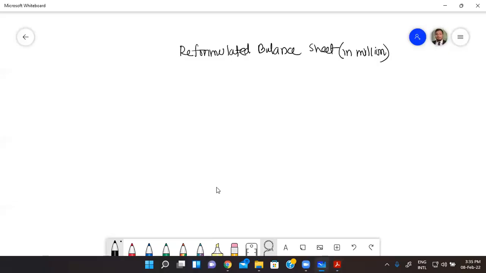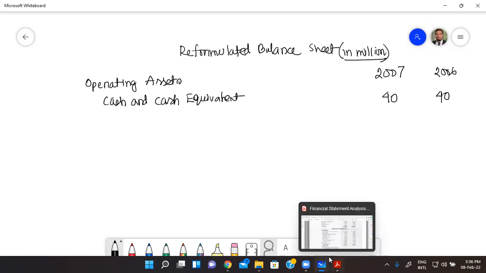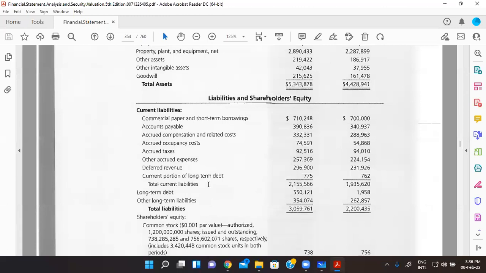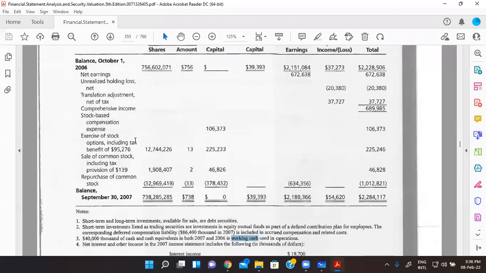So let me write it for you here. If we have the operating assets in this part, and we write the cash and cash equivalents for 2006 and 2007, we can write 40 million here, 40 million here. Note that I'm writing the numbers in millions as the number has been mentioned here in the financial statements note. That's why it is 40, 40.